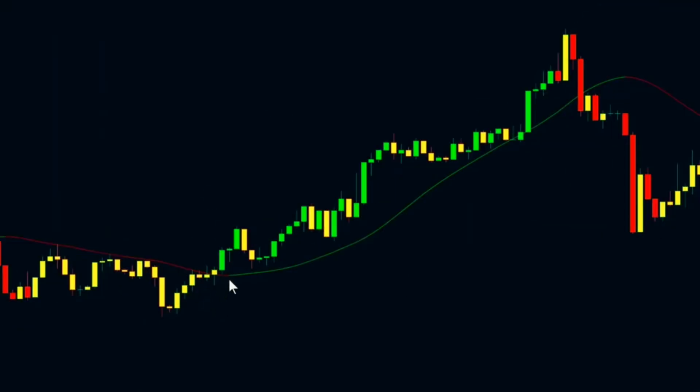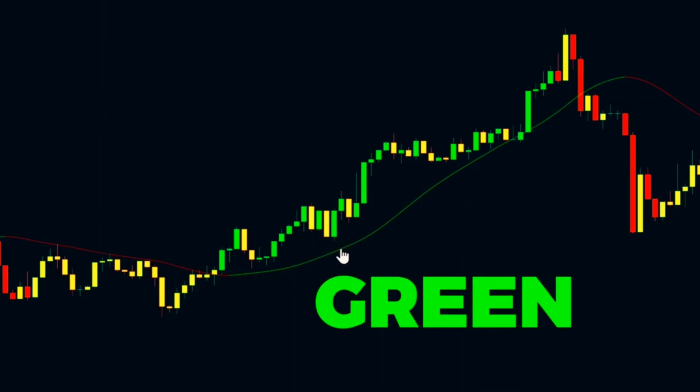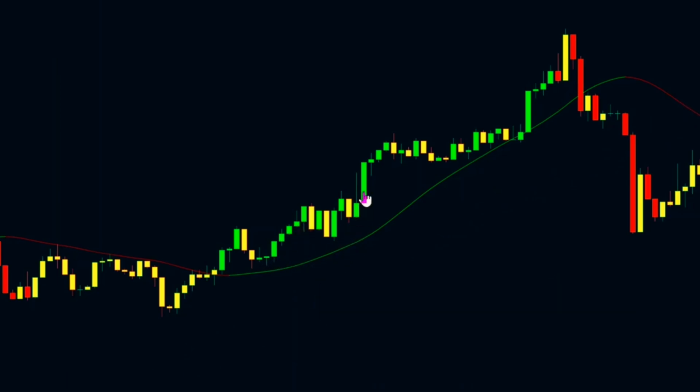This indicator includes a trend ribbon and bar colors. A green trend ribbon indicates a bullish trend, and if the candles are also green, it's a strong bullish trend.